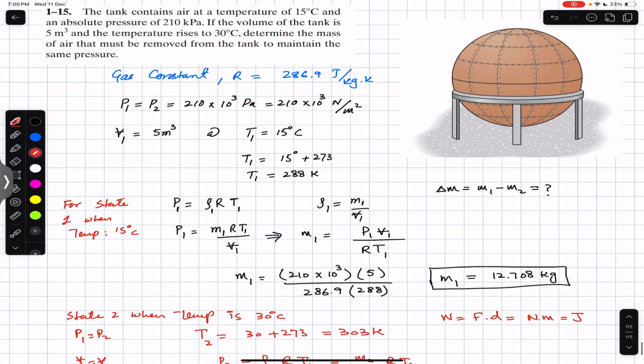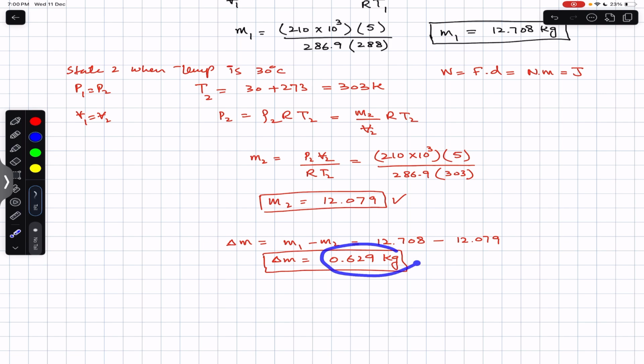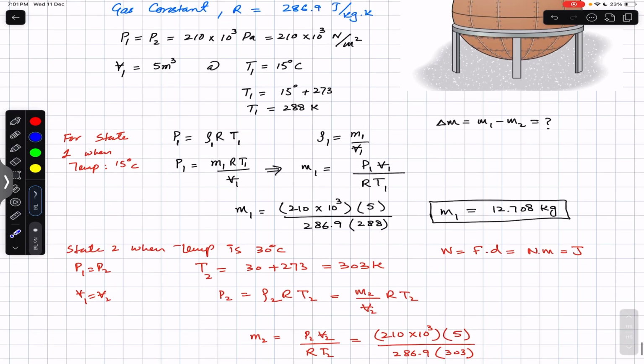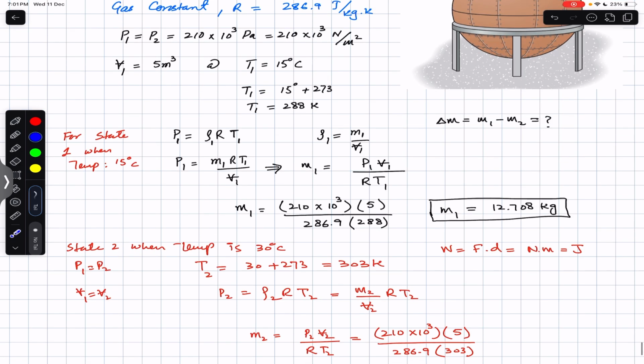So if we have the tank with a constant volume of 5 meter cube, and we raise the temperature by 15 degrees C, the initial temperature was 15 degrees C and the final temperature was 30 degrees C, we need to remove this much mass, 0.629 kg, in order to keep that same pressure, which is 210 kilopascal. As you can see from this relationship, pressure and temperature have a direct relation.